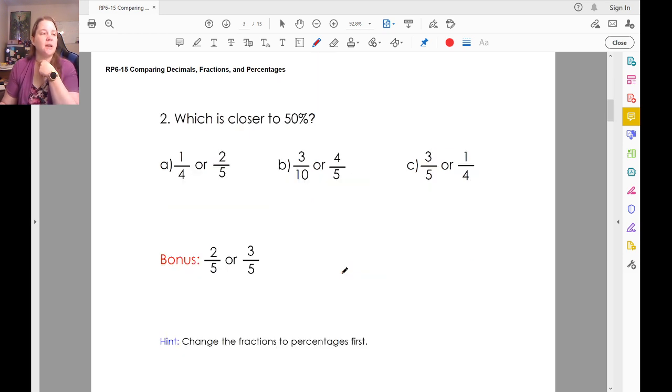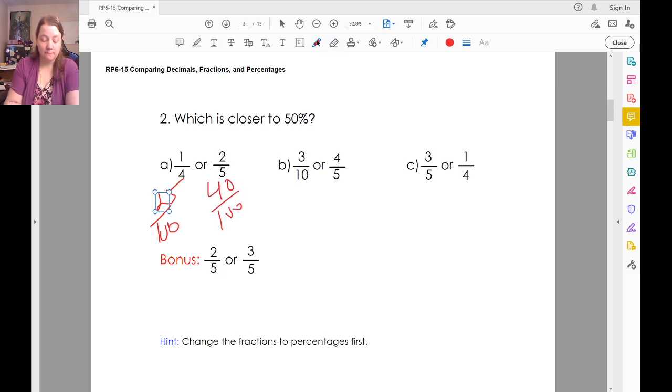So let's start looking at which one of these is closer to 50% or half. 1/4 or 2/5. You can think about a picture in your head here. You can convert both of these to something over 100. 1/4 would be 25 over 100. 2/5 would be 40 over 100. Which one's closer to 50%? The 2/5.